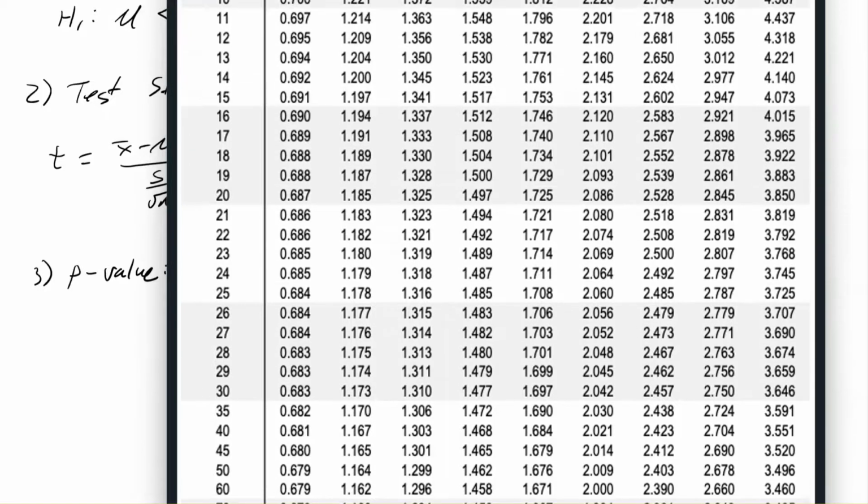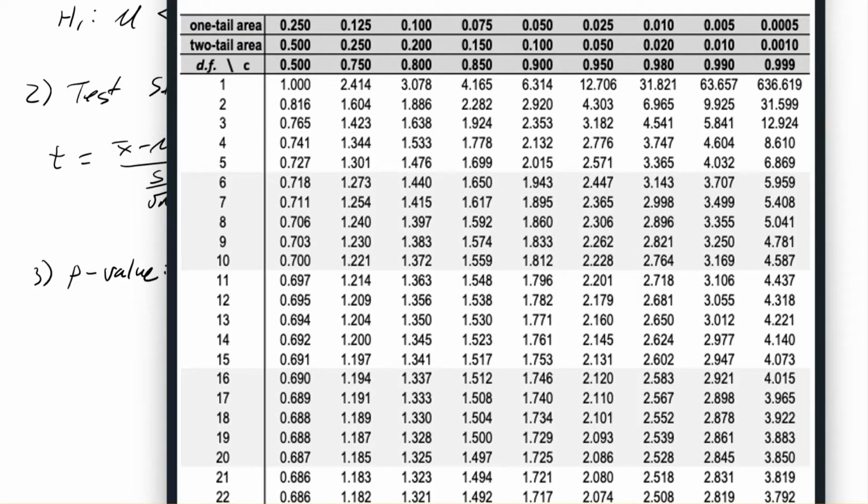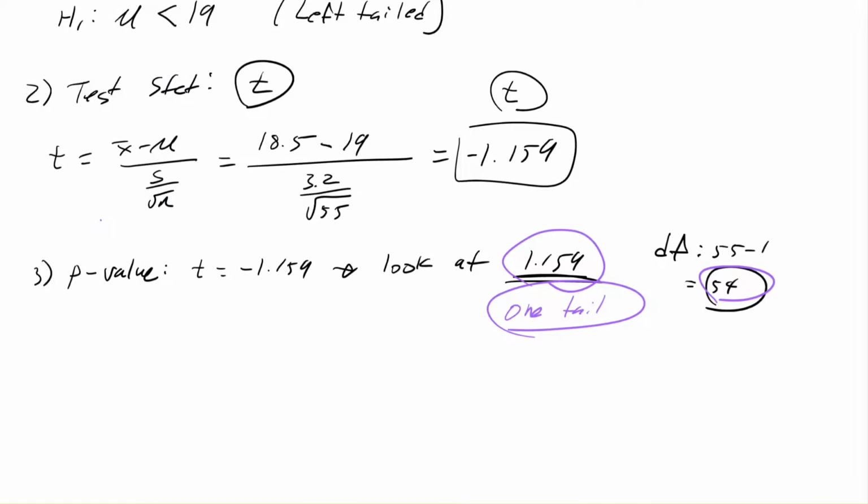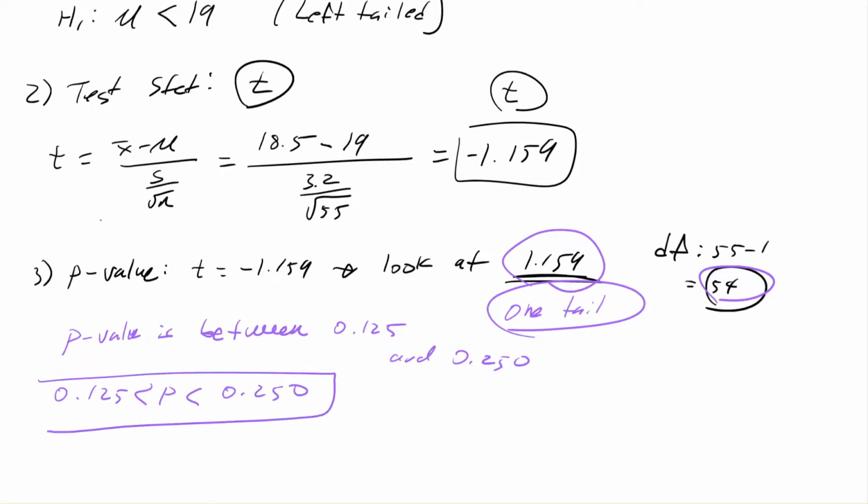So for this one, the p-value is 0.25, and for the next one, it was 0.125. So our p-value is in this range. So let me write that down. Our p-value is between 0.125 and 0.250. Or we can write it this way: the p-value is greater than 0.125 and less than 0.250. That's our p-value.